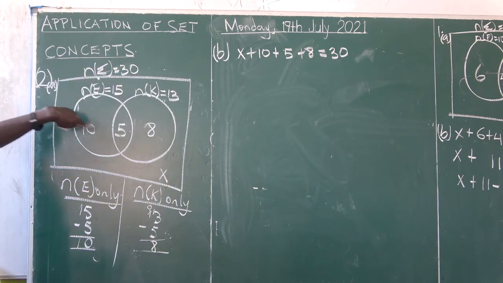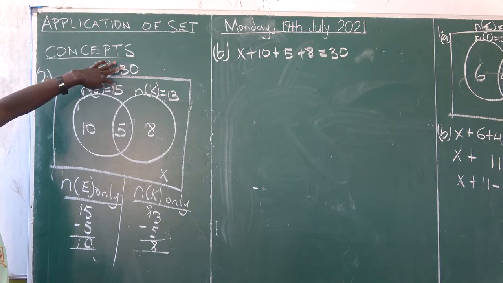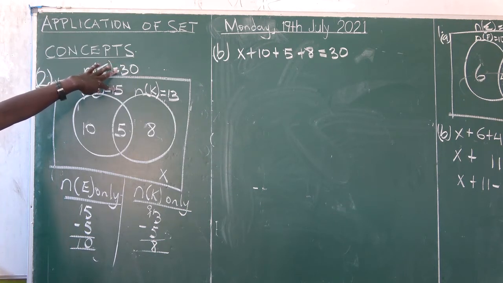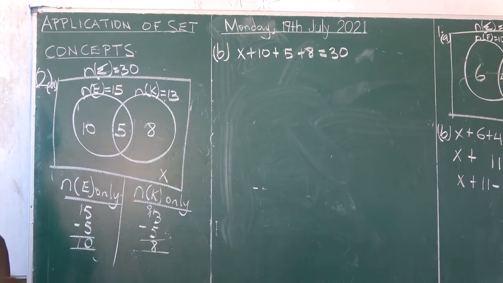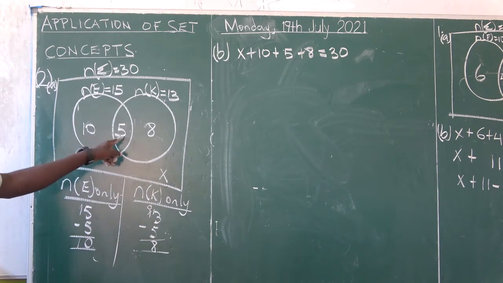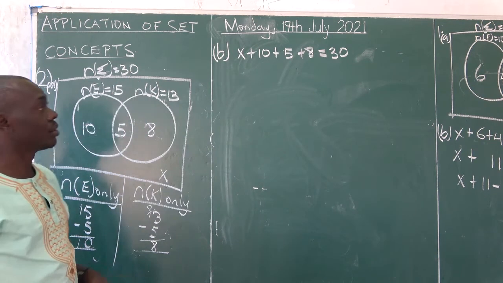I told you 10 plus 5 is 15. 15 is already a sum, so don't sum what has been summed already. So we sum these ones that are still in their original form. That is x plus 10 plus 5 plus 8 is equal to 30.